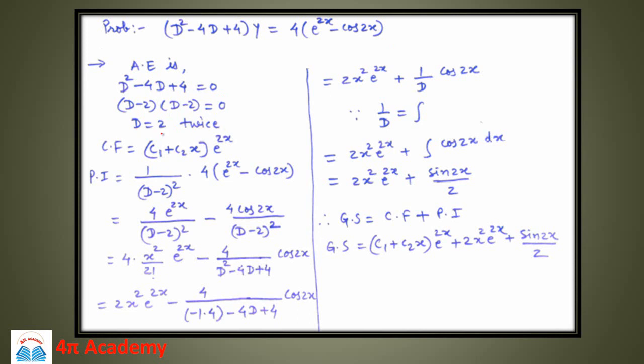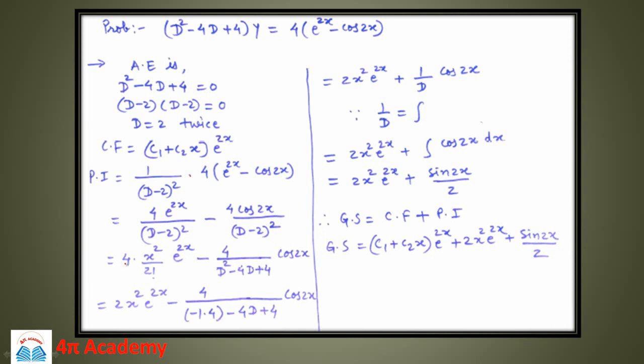So here, since the roots are real but equal, the complementary function will be equal to (c1 plus c2 x) into e raised to power 2x, and the particular integral will be equal to 1 upon (d minus 2) whole square, since it is twice, into X. Here this X is equal to 4 into e raised to power 2x minus cos 2x. So this will be equal to 4 into e raised to 2x upon (d minus 2) square minus cos 2x divided by (d minus 2) square.